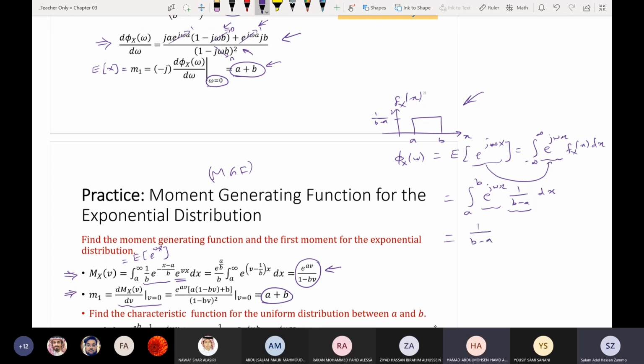Whatever constant comes out, what is the integral of the exponential, Islam? 1 over j omega, from A to B. So it's simple: 1 over B minus A multiplied by e to the j omega B minus e to the j omega A, multiplied by 1 over j omega. Yes, 1 over j omega. Okay, thank you.